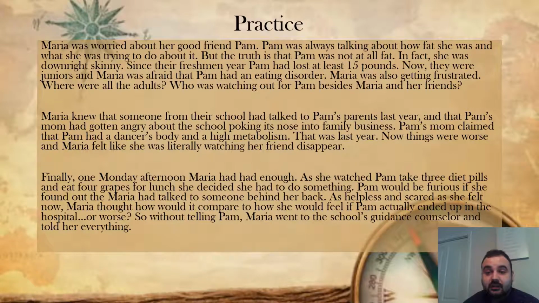Maria was also getting frustrated. Where were all the adults? Who was watching out for Pam besides Maria and her friends? Maria knew that someone from their school had talked to Pam's parents last year, and that Pam's mom had gotten angry about the school poking its nose into family business.